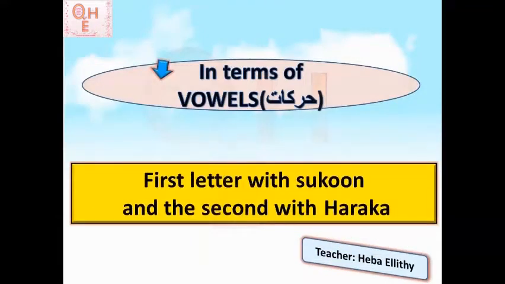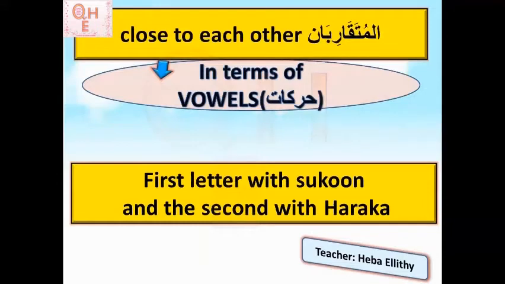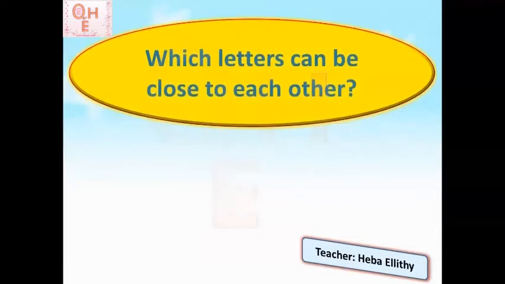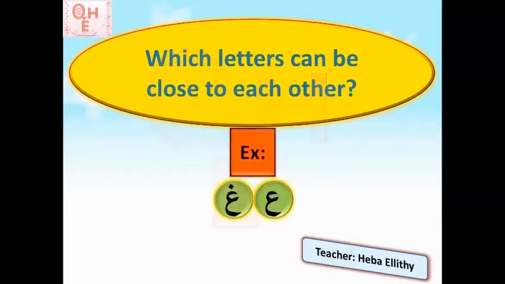First letter with sukun and second with haraka in al-mutaqariban, neighbors or nearest to each other. We will explain small. Small again means first letter with sukun and second with haraka. Which letters can be close to each other we studied in the articulation points. Let's see some examples here. Ain and ghain follow each other in the articulation point, right? Or another example here, lam and ra. It is very close to each other in the articulation point.